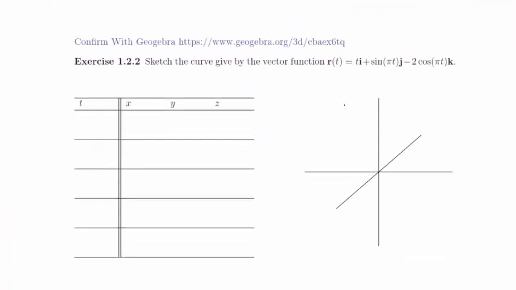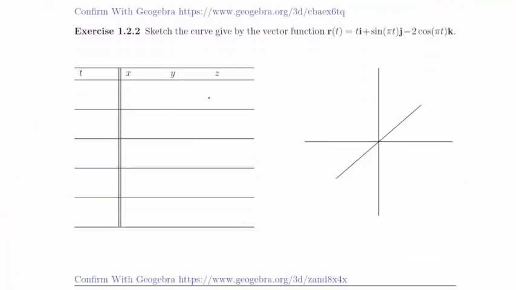Moving on to the next, this is an exercise for you. Go ahead and pause the video. Work through this on your own. Little hint, the period is different than 2 pi because of the pi inside of the sine and the cosine. Think about what the period is to help you think about what t values you're going to want to plug in for this. You can confirm your graph down here with this link. I will also go through this with you in just a few moments.